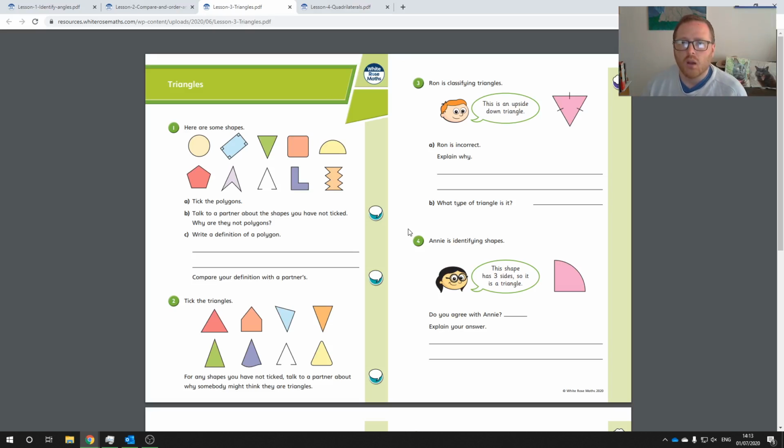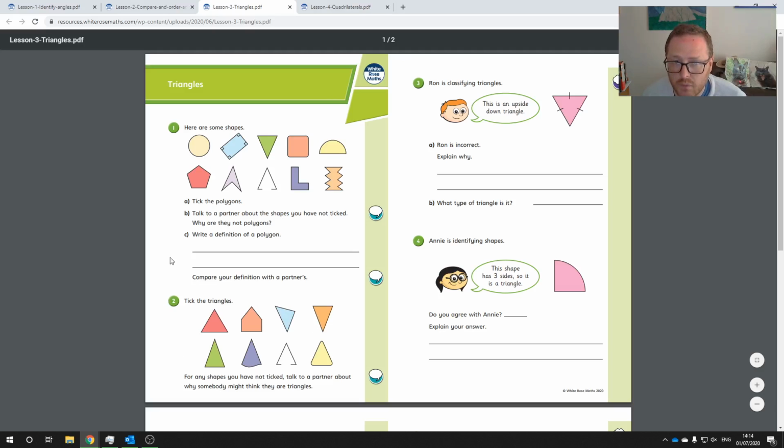Okay. So the first one is tick the polygons. Which ones are shapes that have many corners? Now I'm saying that word particularly, corners, angles, because some of these shapes do not have corners that we can measure. So they're still 2D shapes, but some of them we won't be able to measure the corners of. We won't be able to measure the angles.